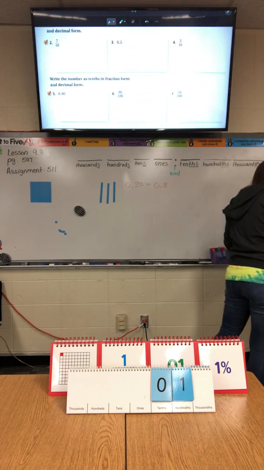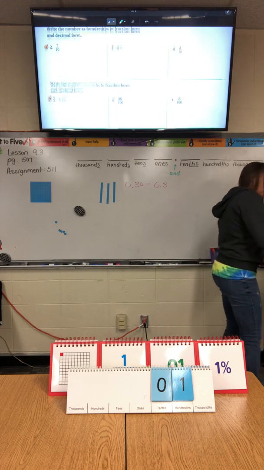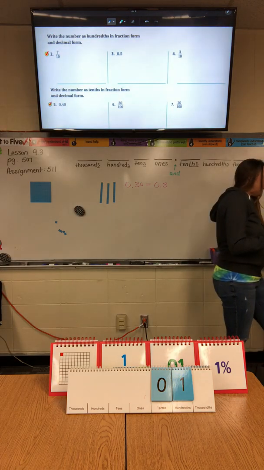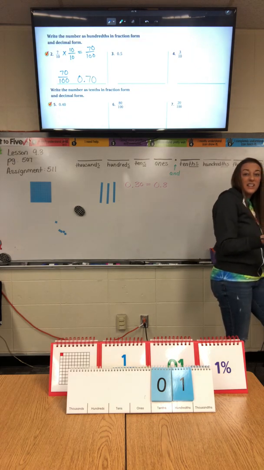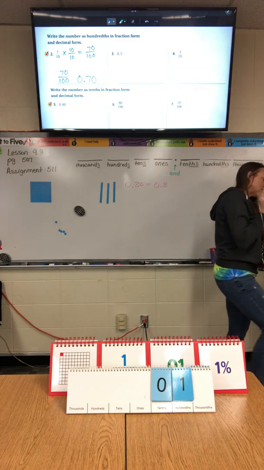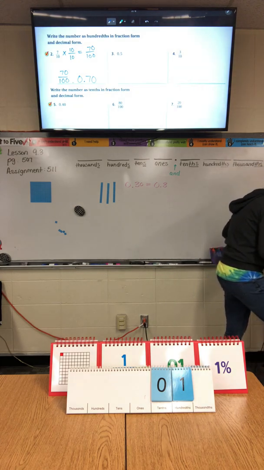Okay, I think this is our last page together. Write the number as hundredths in fraction form and decimal form. So we start with 7/10. To get to 100, we multiply by 10. If we do it to the bottom, we do it to the top, so that's 70 hundredths. And then to write 70 hundredths as a decimal, there's 0 wholes, 7 in the tenths place, and then to be able to say hundredths, we've got to stick that 0 in the hundredths place, so 0.70, 70 hundredths.